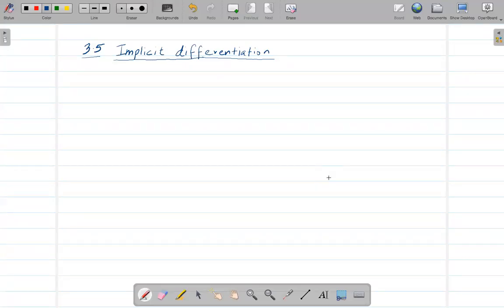Hello, this is now section 3.5, which is about implicit differentiations. All right, so before we really start about implicit differentiations, let me first talk about the idea.